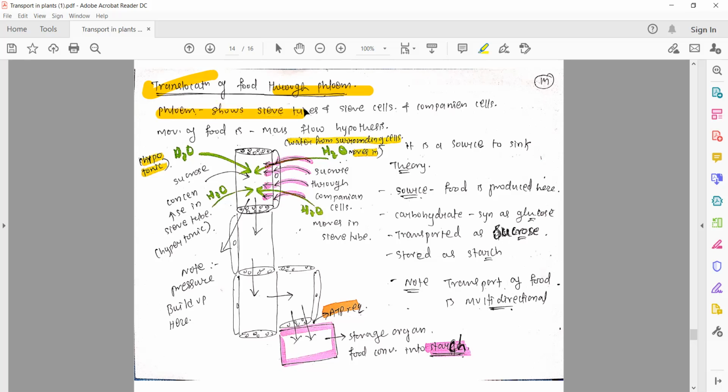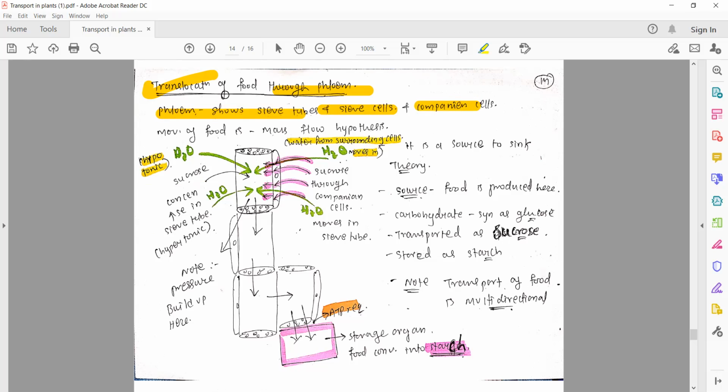Okay, so phloem shows sieve tubes, sieve cells, and companion cells, which we had already studied in the anatomy of flowering plants, right? Sieve tubes are always there with companion cells, and sieve cells are always there with albuminous cells. Sieve tubes and sieve cells, when matured, are enucleated, whereas companion cells and albuminous cells are nucleated cells. If you don't remember, just go through the anatomy lecture video, you will understand very clearly.